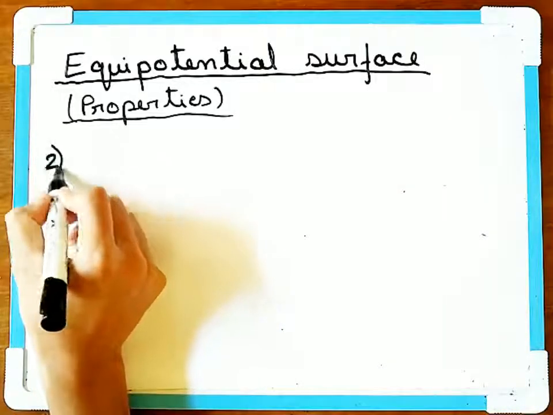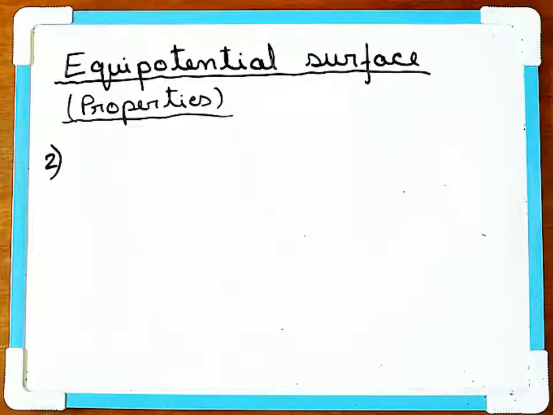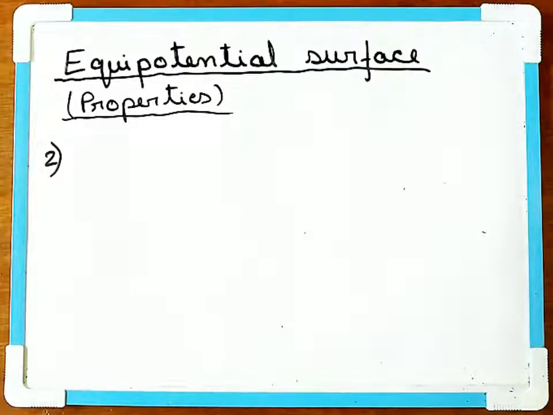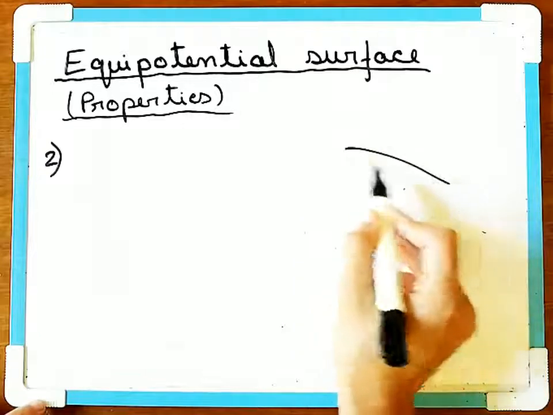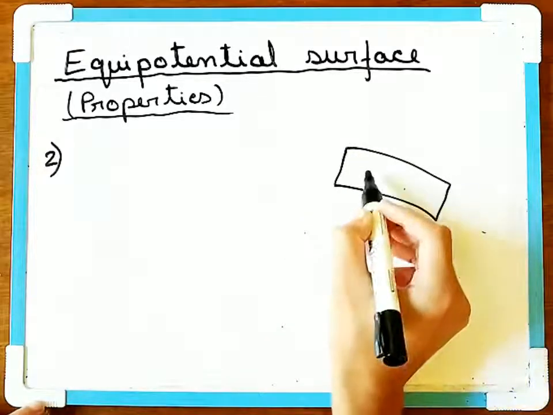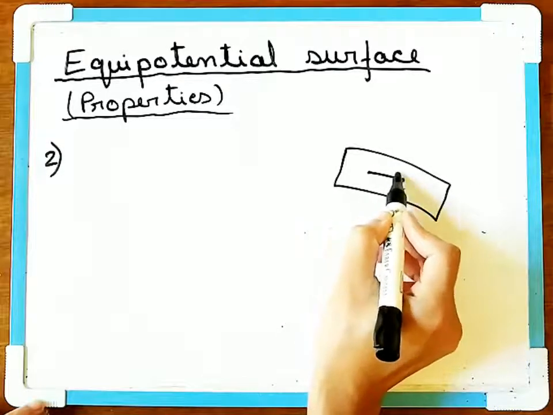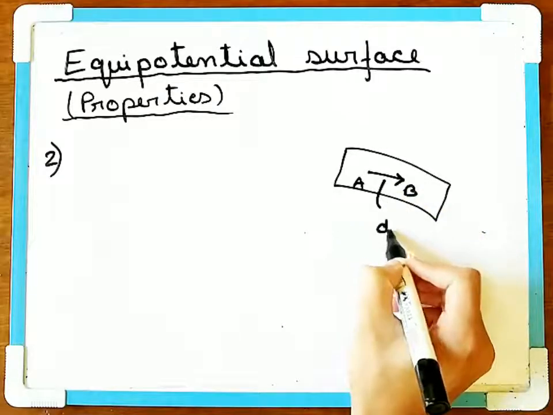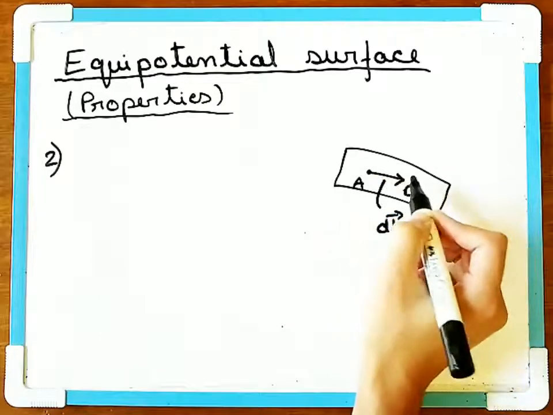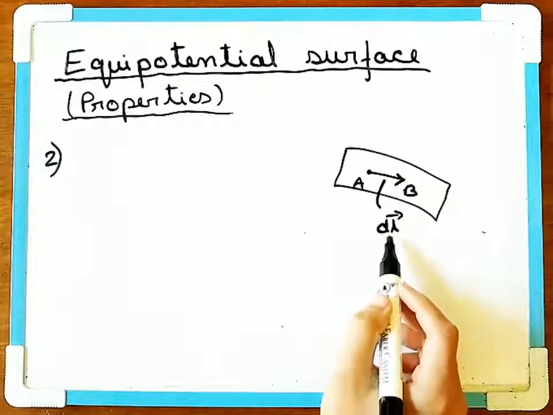The second property is that the electric field is always perpendicular to the equipotential surface. So the second property is that the electric field is always directed perpendicular to the equipotential surface. So again here we consider an equipotential surface, and you have 2 points A and B. Suppose we are displacing a test charge from this point A to point B through a small displacement dl.